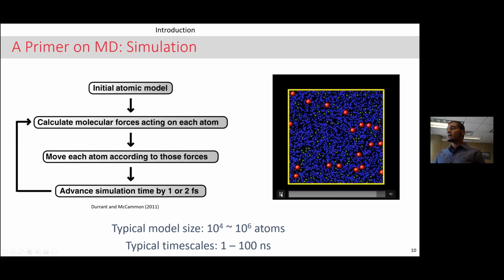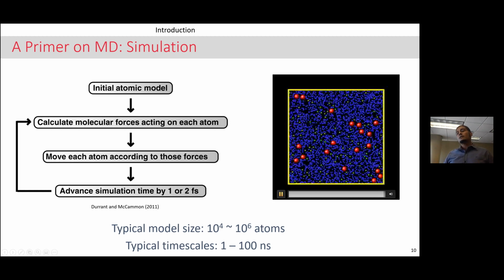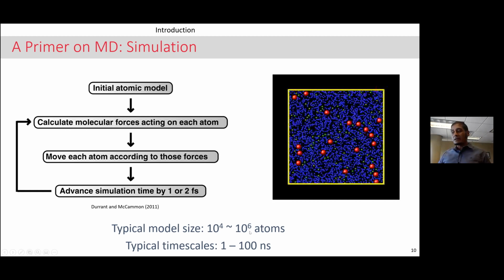Something to keep in mind is that since we're modeling the motion of each and every atom or each and every molecule, we're restricted in the kinds of systems that we can model. Typically, we're talking about 10,000 to about 1 million atoms. And the time scale of investigation is also not very long. We're not talking years or even days or even hours. We're talking about nanoseconds. So we're talking about something that's extremely, extremely fast, something that's an extremely non-equilibrium process.